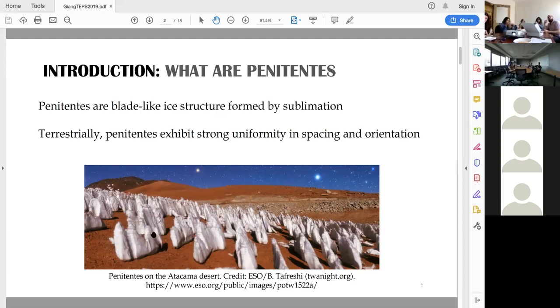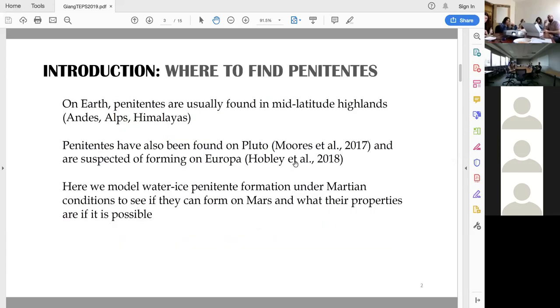Penitentes are blade-like structures that are formed by sublimation, and terrestrially they have strong uniformity in spacing. These are generally a few meters apart, and they also have a strong uniformity in orientation, tending to orientate east-west. And so where can you find penitentes?